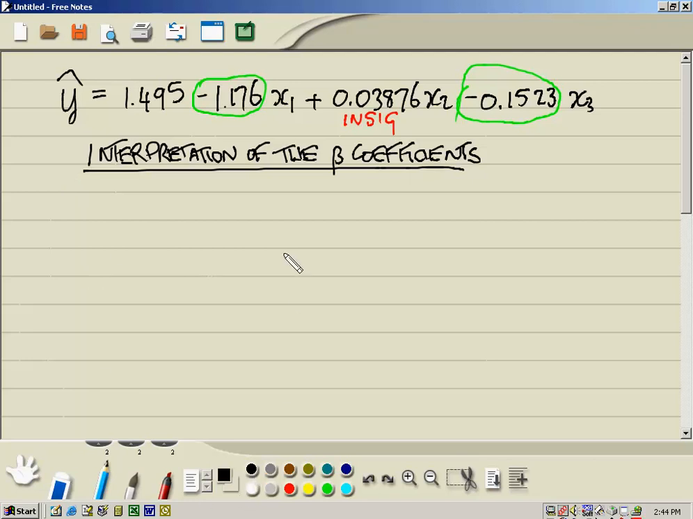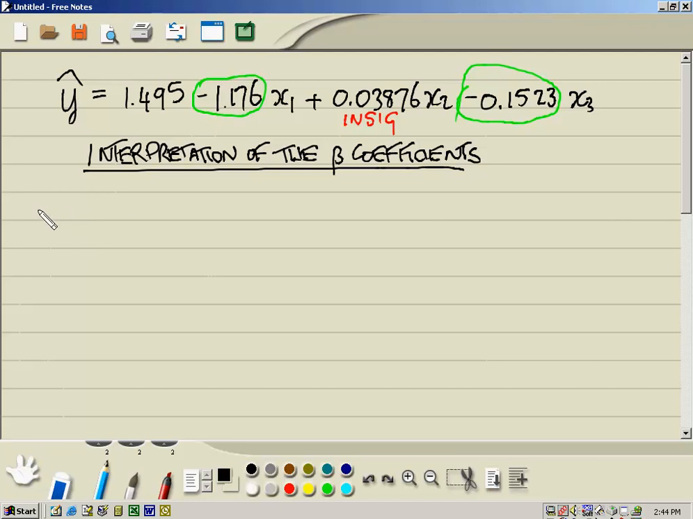Alright, what I'm going to do is to show you a mechanism that will help most people get to the interpretations. If you can do this work in your head, that's fine, but all I want to see is the explanation of what these values mean. So what does the negative 0.1523 mean, and what does the negative 1.176 mean?